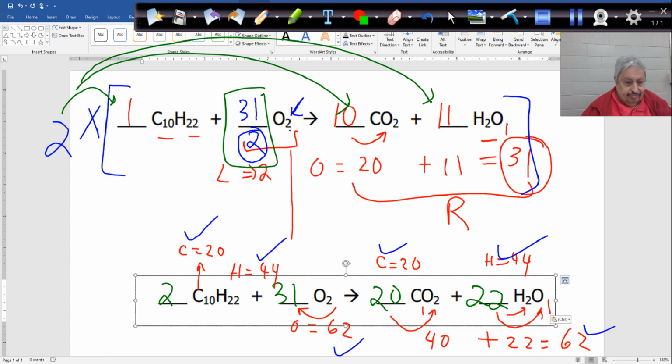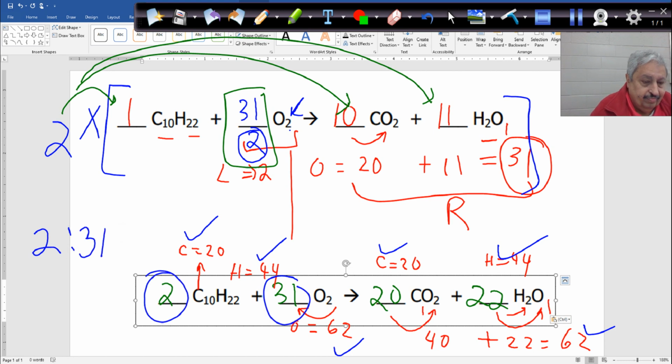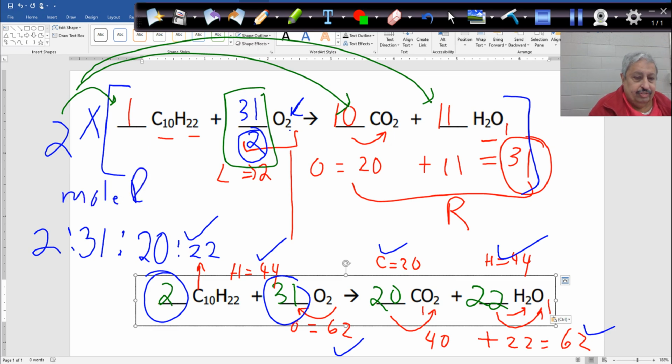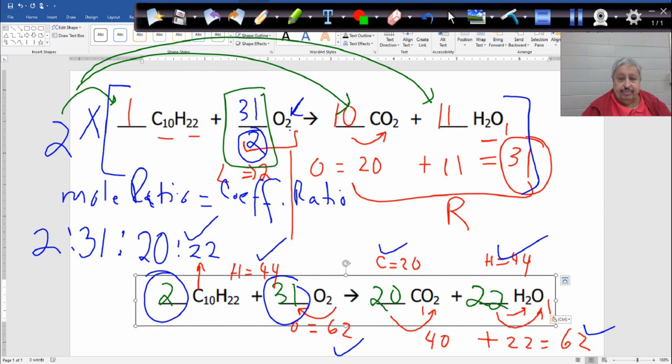And the mole coefficient is 2. This one is 2. To what? 2, 31. To what? To 20. Okay, guys. To 22. So let me take this one here out. To what? 22. So this is your mole ratio, or called coefficient ratio. So, everybody here?